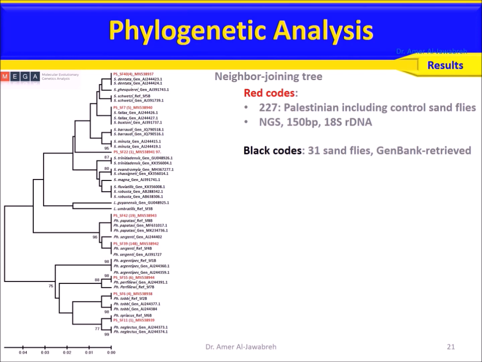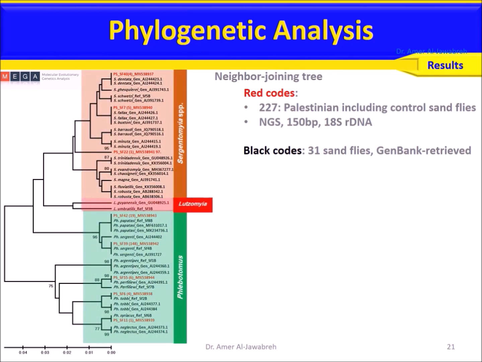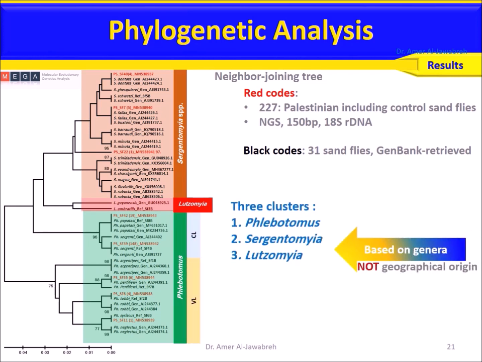Results: phylogenetic analysis. The 18S ribosomal DNA neighbor-joining tree showed 3 clusters based on genera: Phlebotomus, Sergentomyia, and Lutzomyia. This supports our NGS method, in which the 187 NGS-sequenced sandflies were arranged according to genera, without a single deviation.